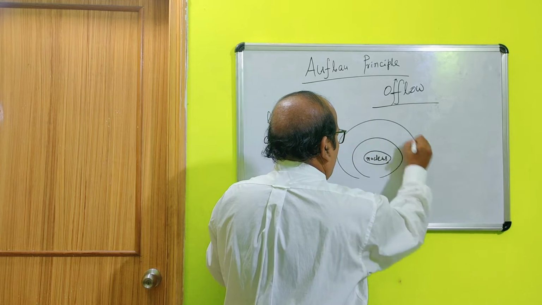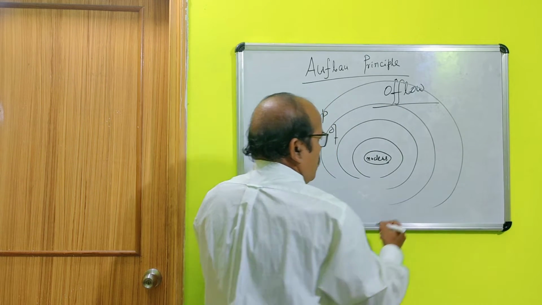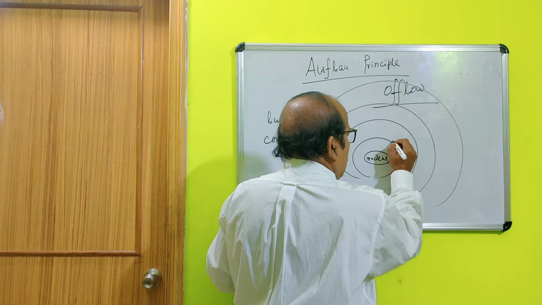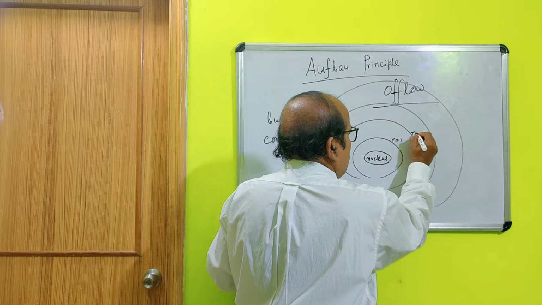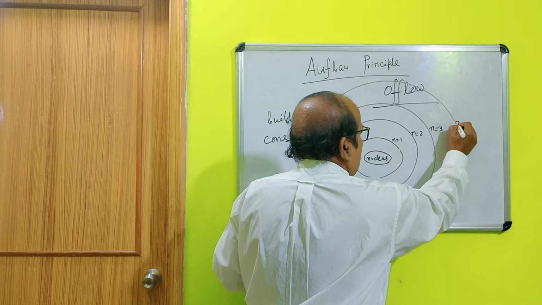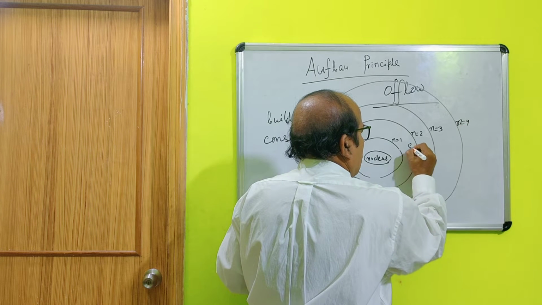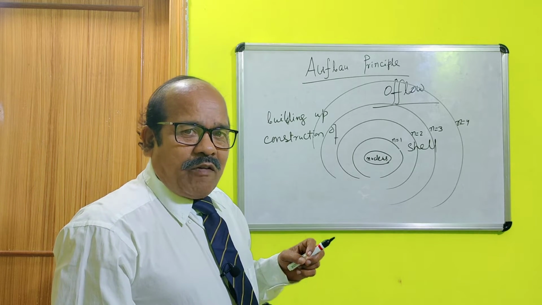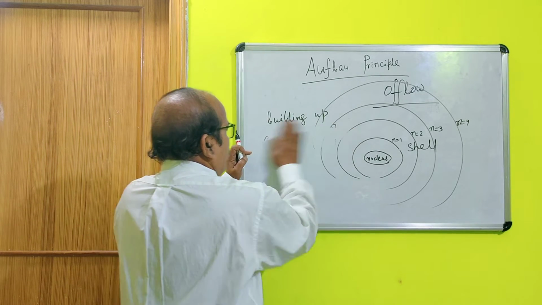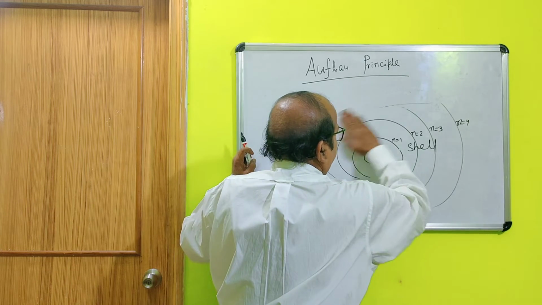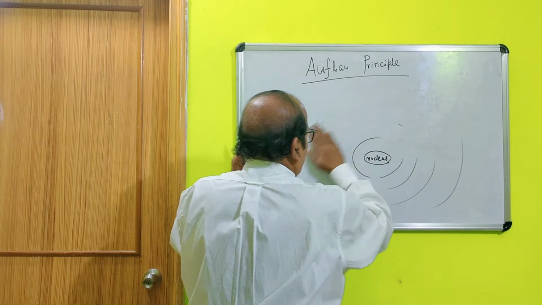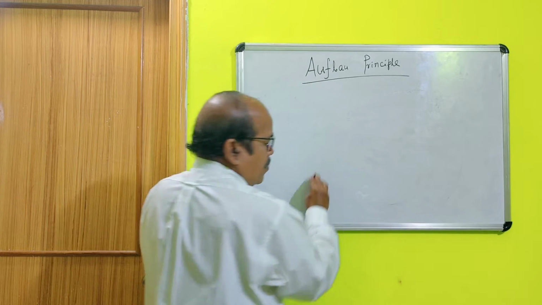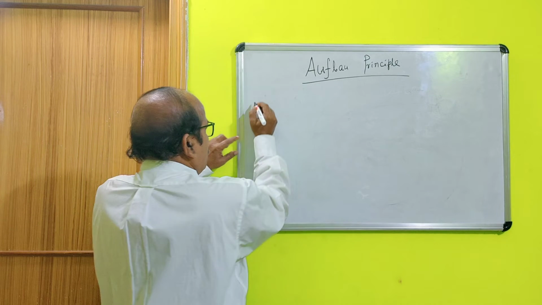Electrons revolve in circular paths, which are called cells. n is equal to 1, n is equal to 2, n is equal to 3, n is equal to 4. These are called cells. Now, with the help of quantum numbers, I will tell you what subcells are. Principal quantum number.